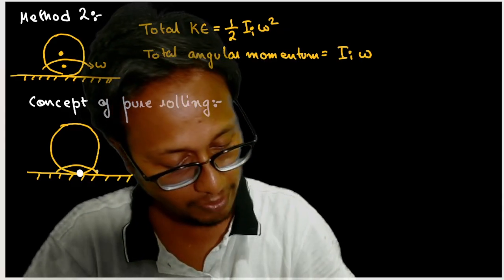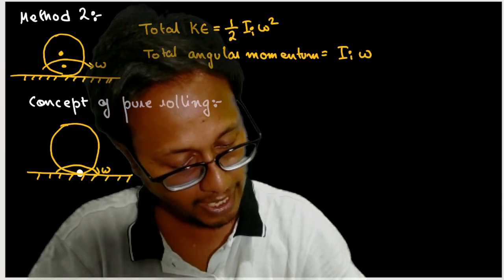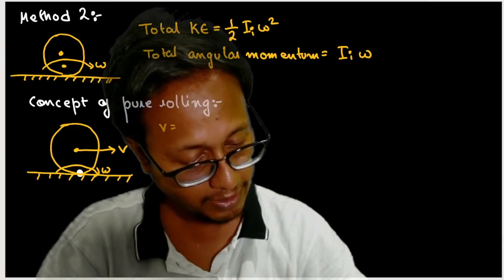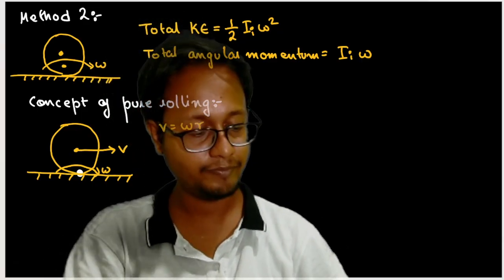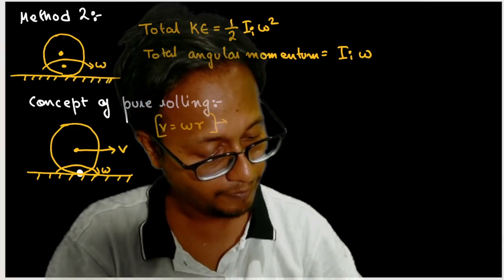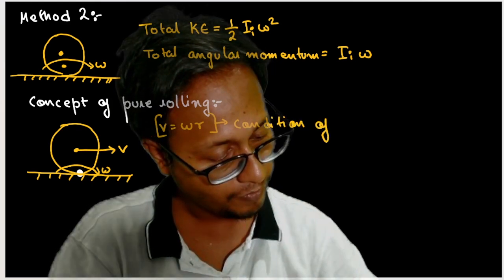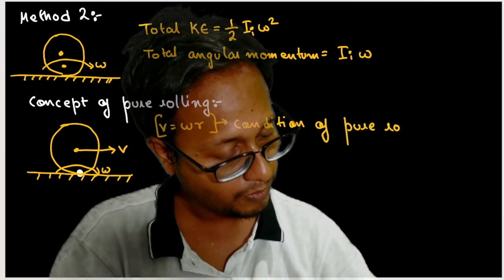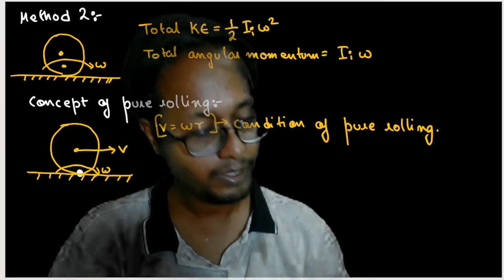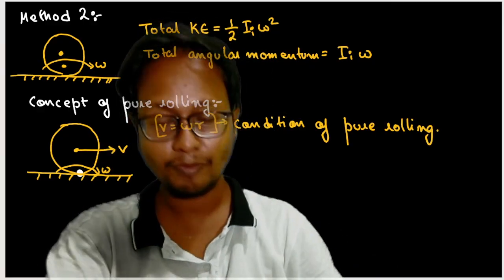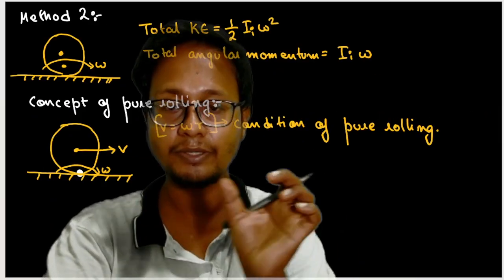If I give my omega out here, I can easily say that the linear velocity passing through the center of mass, v, is equal to omega r. This is the condition of pure rolling. Understood this much? We can analyze this pure rolling by the concept of method 1 or the concept of method 2.